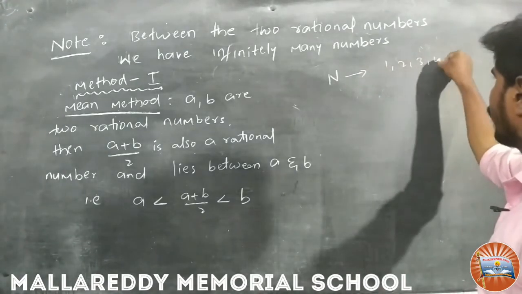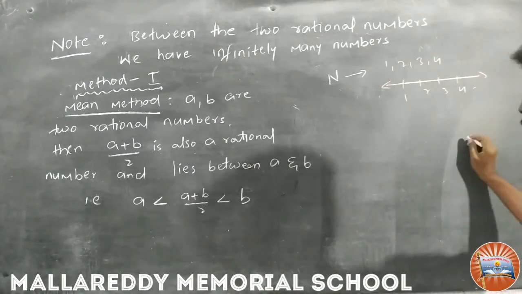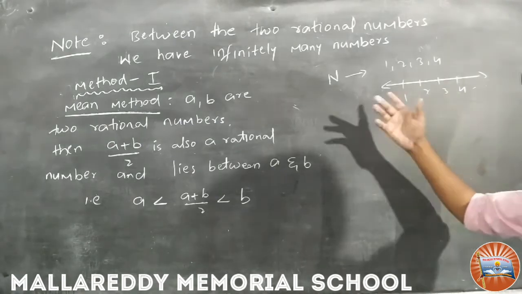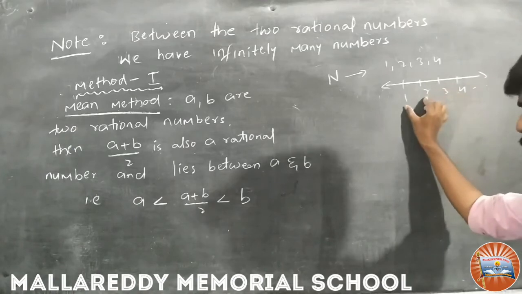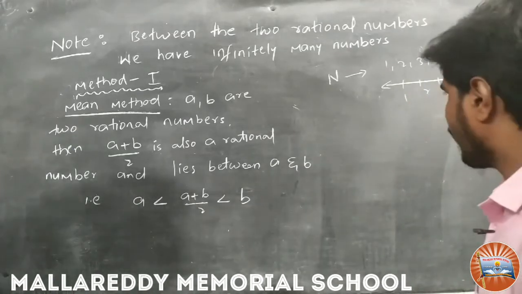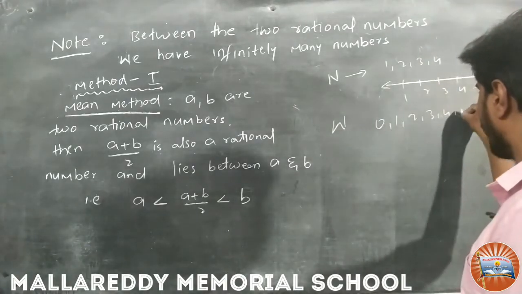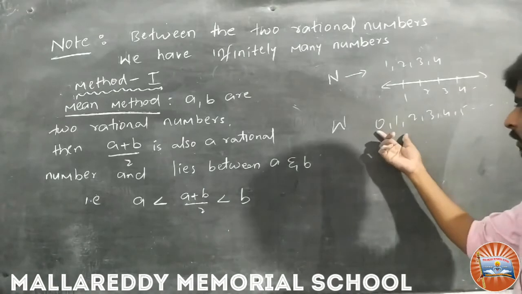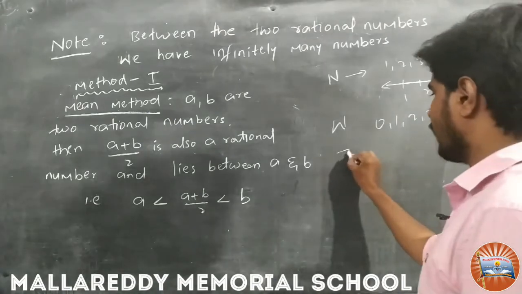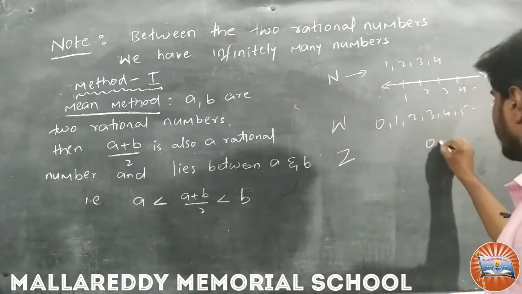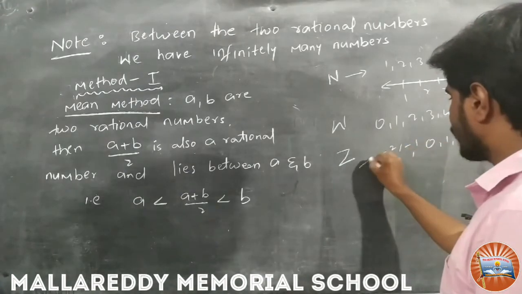1, 2, 3, 4. On the number line, 1, 2, 3, 4, and so on. Between these two, 1 and 2, we don't have any number. 1, then next only 2. Similarly, whole numbers are 0, 1, 2, 3, 4, 5, and so on. Between 0 and 1, we don't have any number. Between 1 and 2, we don't have any number. Similarly, Z, the integers: 0, 1, 2, 3, 4, and so on, minus 1, minus 2, minus 3.